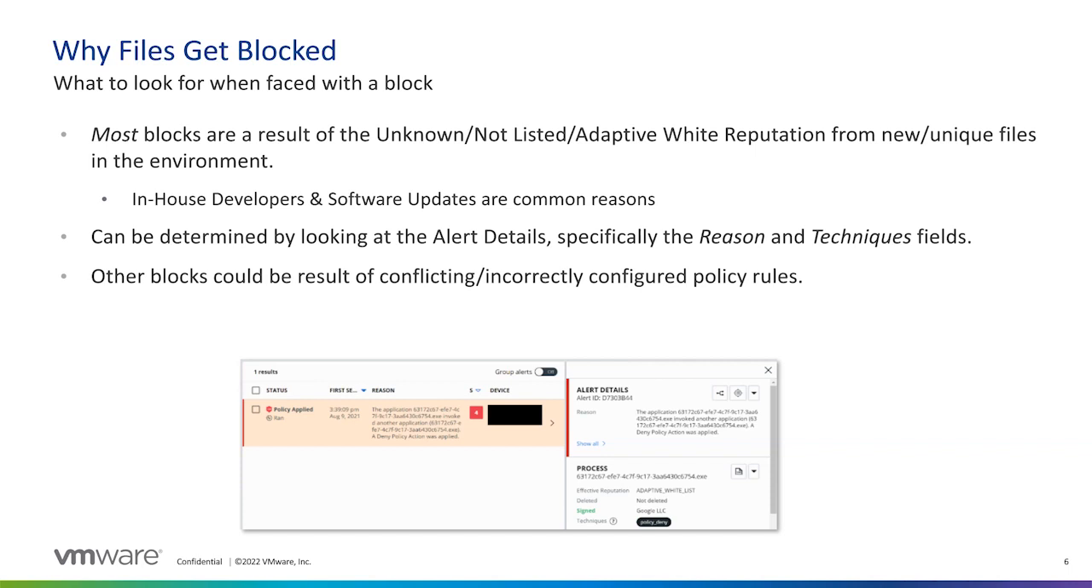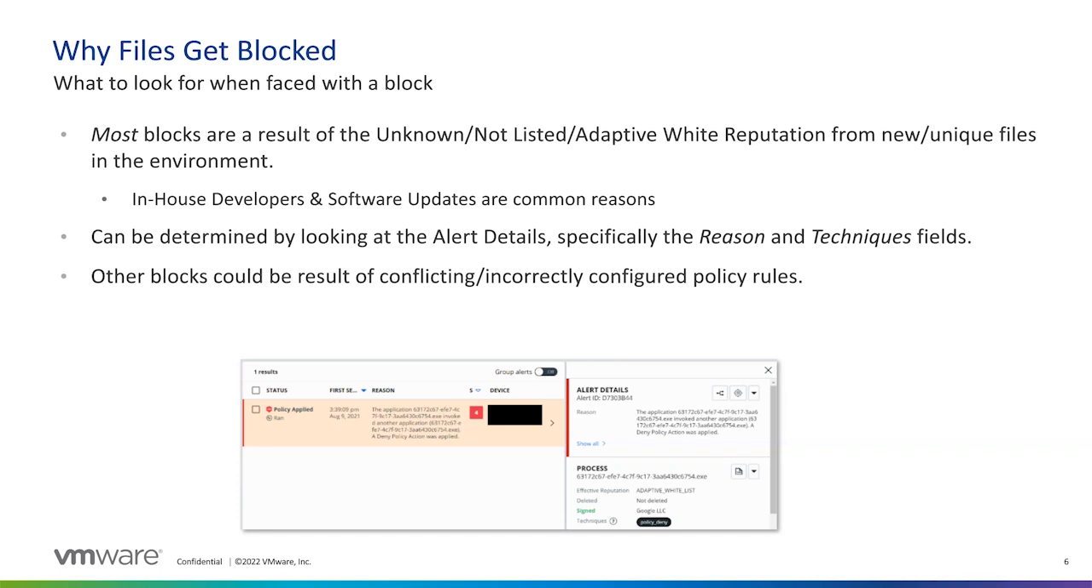When you're faced with this, you're going to be on the alerts page and you're going to pull up the alert details for the block that you're having. And you're going to specifically look at two different things. Typically, the reason field will spell it out for you in plain text as to why it was blocked. In my example posted below, we can see it invoked another application. And there's a policy rule that if an unknown app invokes another unknown app, we will policy deny. And that's what we can see exactly happened here.